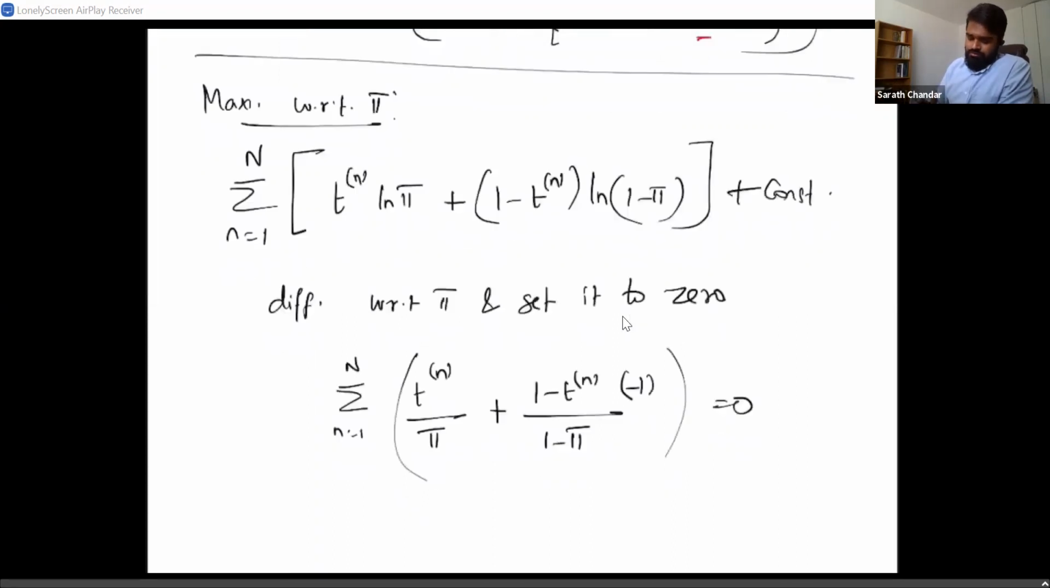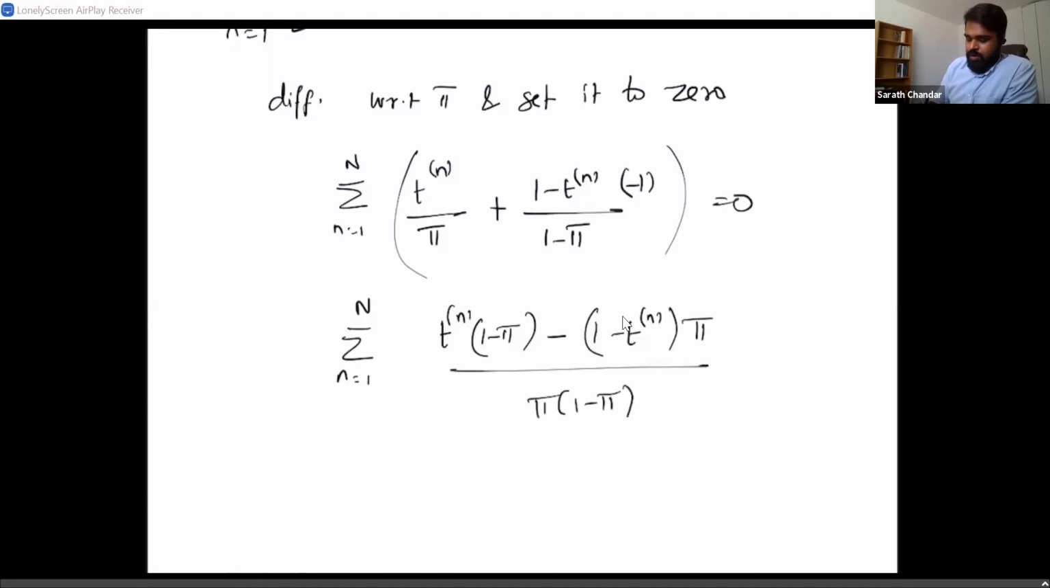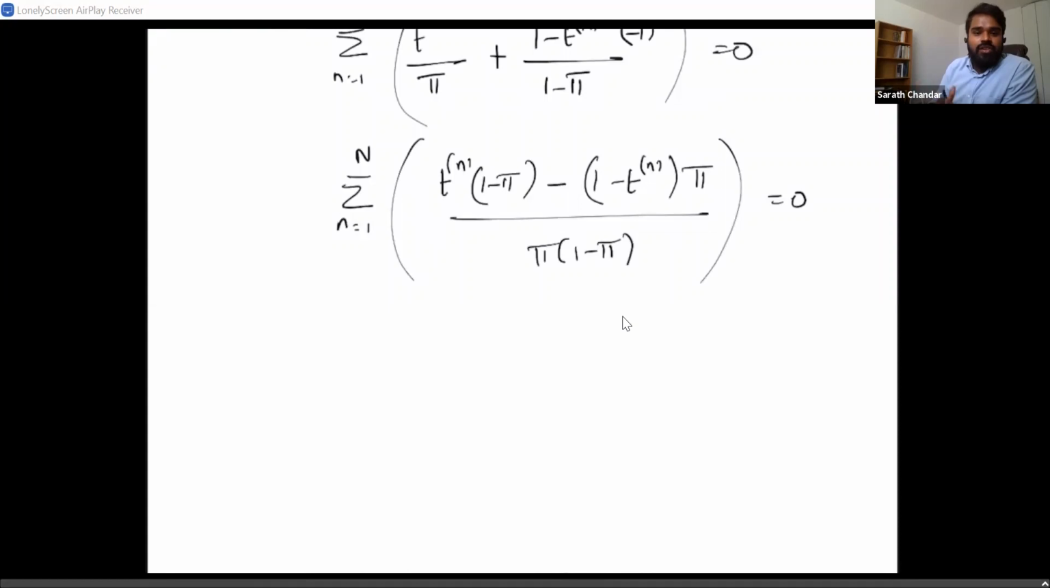Okay, so now I just need to do a bit of algebra. So this becomes t_n (1 minus π) plus (1 minus t_n), maybe I need a minus here, all divided by π times (1 minus π). The whole thing is equal to 0. Since we are setting it to 0, the denominator would vanish, right? So we just have the numerator.